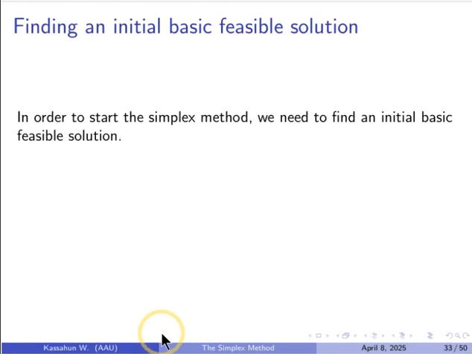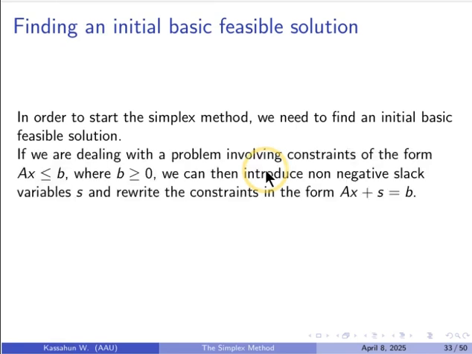Now, finding an initial basic feasible solution. Sometimes finding a basic solution may be difficult, may not be as easy as we think. So how do you find a basic feasible solution? In order to start the simplex method, we need to find an initial basic feasible solution. Therefore, if we are dealing with a problem involving constraints of the form this and b greater than 0, we can then introduce non-negative slack variables s and rewrite the constraints in the form this.